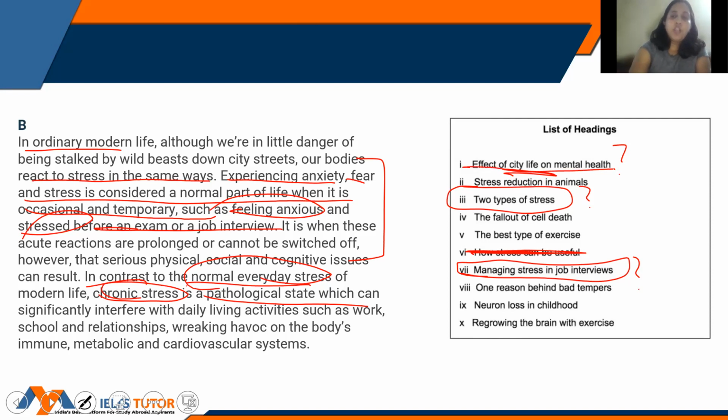If I talk about the effect of city life on mental health, what effects have they given of city life on mental health? Stress and experiencing anxiety and fear. So they are saying it is a normal part. Stress is the normal part of city life. What are the effects? They have just given referencing here. Referencing how did they give?